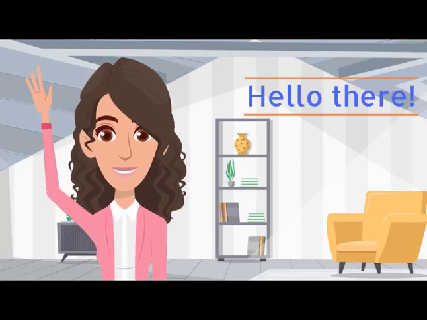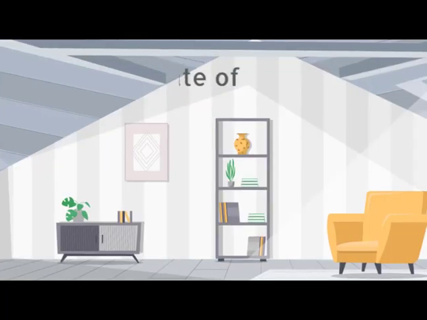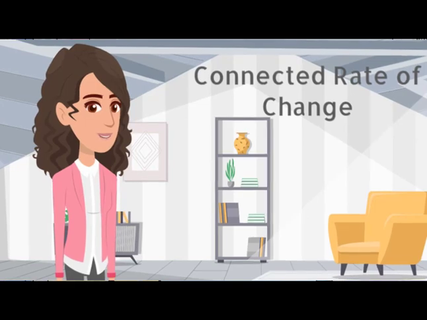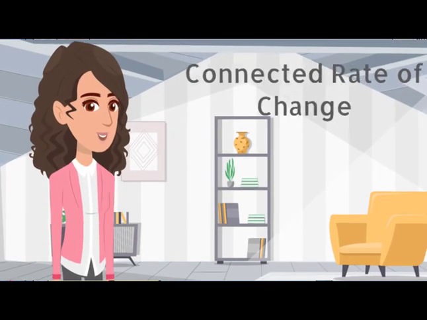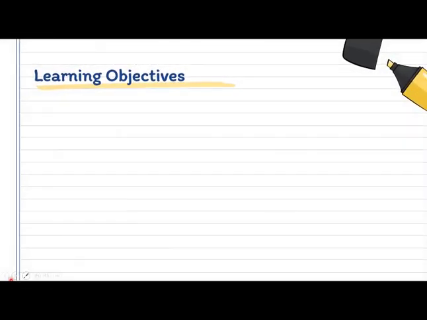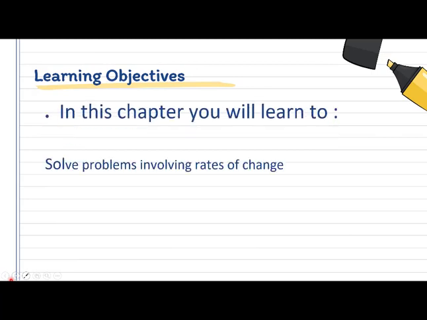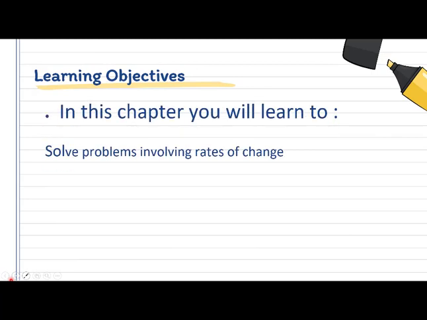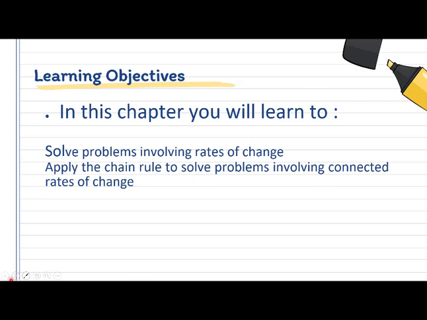So this is the second topic. We will learn about how we calculate the connected rate of change. The learning objective is solving problems involving rates of change and applying the chain rule to solve problems involving connected rates of change.